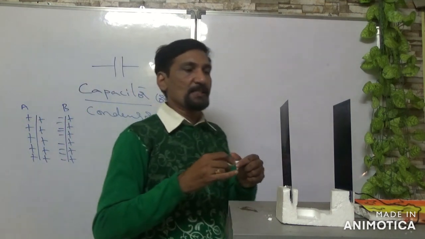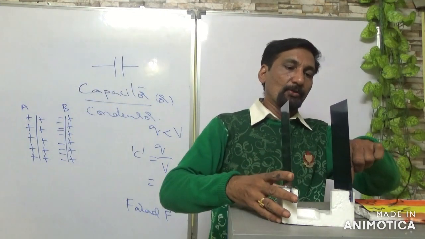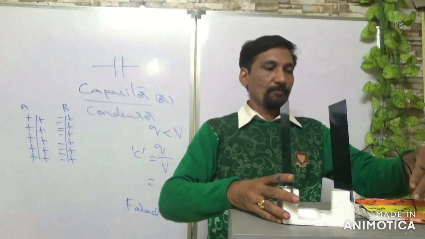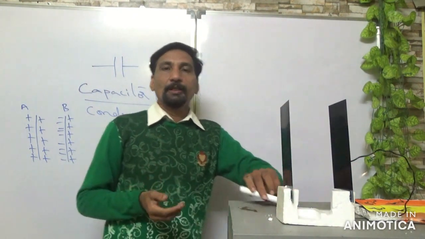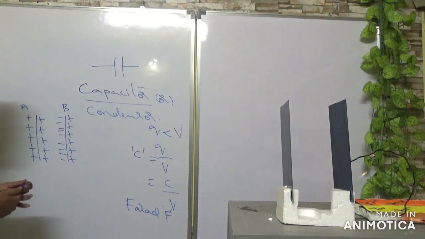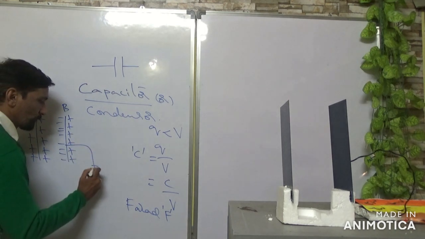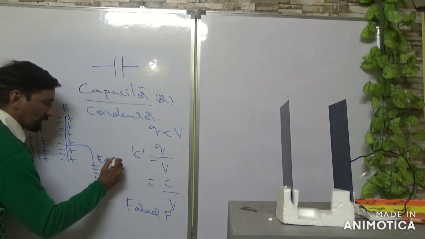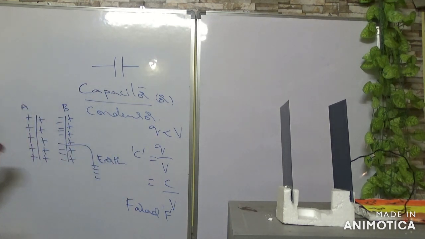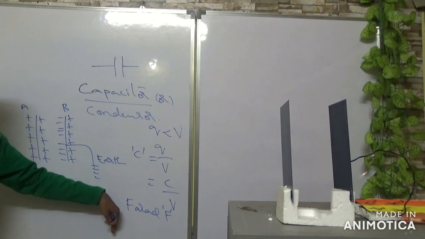Suppose this plate N is connected to ground. Then the positive charge is also transferred to ground. This is called earthing, an earthed capacitor. Whenever it is connected to ground, all this positive charge will automatically transfer into the earth.